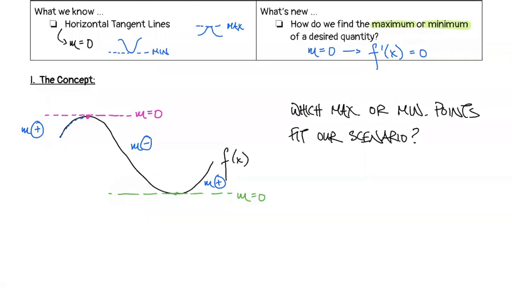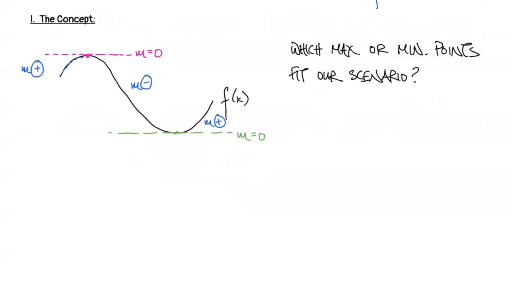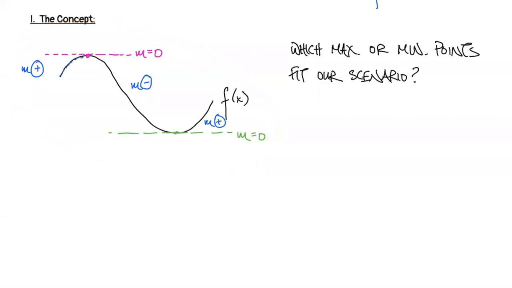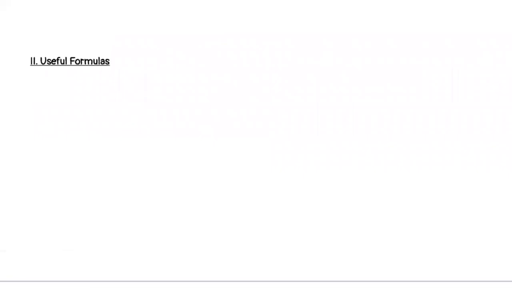Okay. And so let's leave the concept for right now. All right, this idea that we're going to be looking for slope equals 0 or where the derivative equals 0. And let's actually do a little brain dump of some useful formulas.